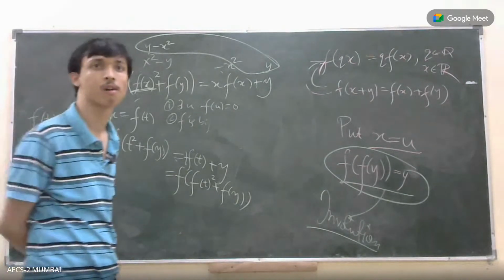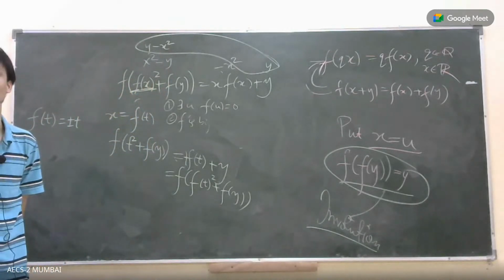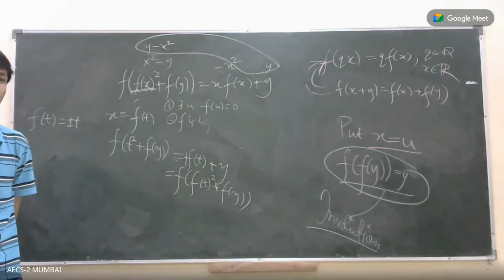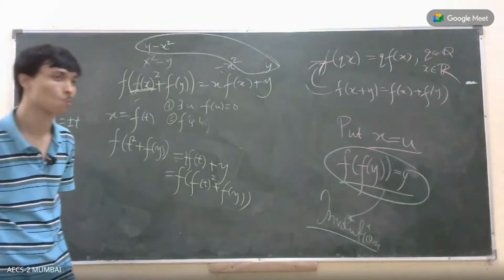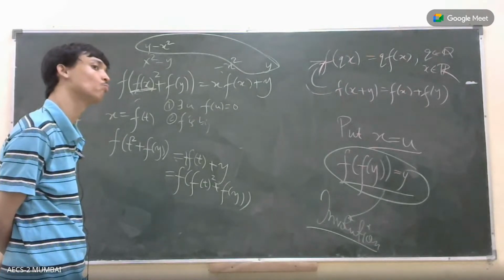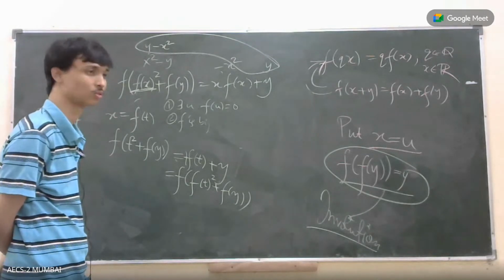Are we done? So can we write y is equal to f of y and then open that left side bracket to cancel out f of y and write it down without putting the value? I didn't get it.